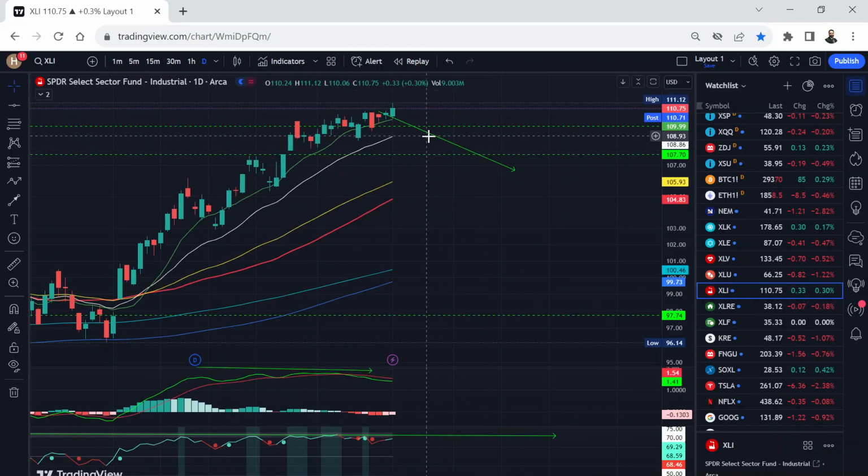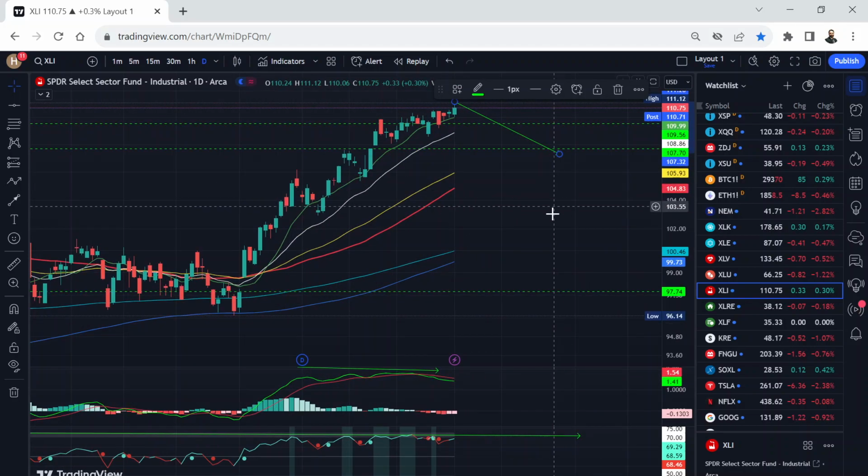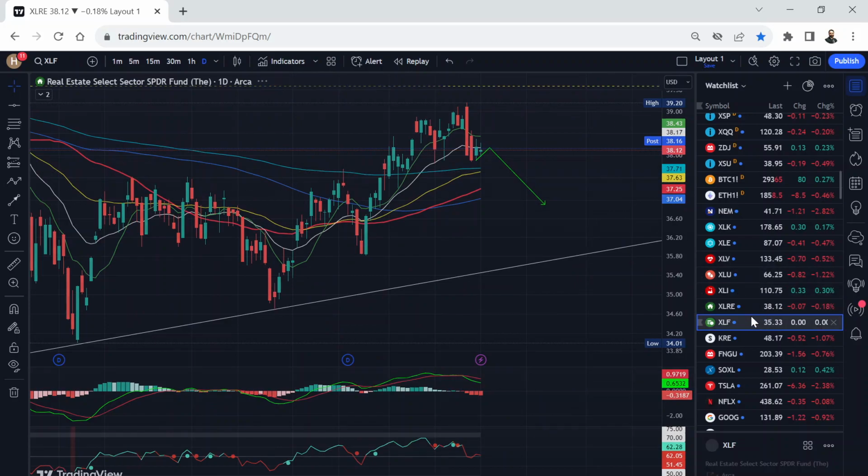XLI, industrial keep going higher, but on divergences on PPO and RSI. So a cool down could come very soon. Real estate forming a flag, looks like it wants to go down. So I think from here it maybe makes a flag and then heads lower before it can go higher. That's what I think it's going to look like.